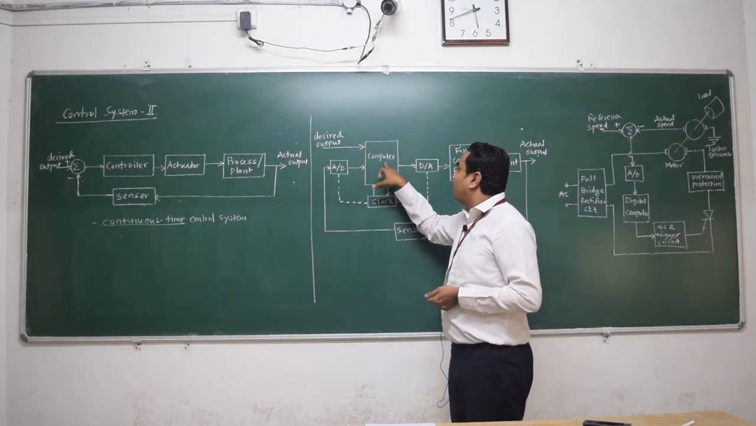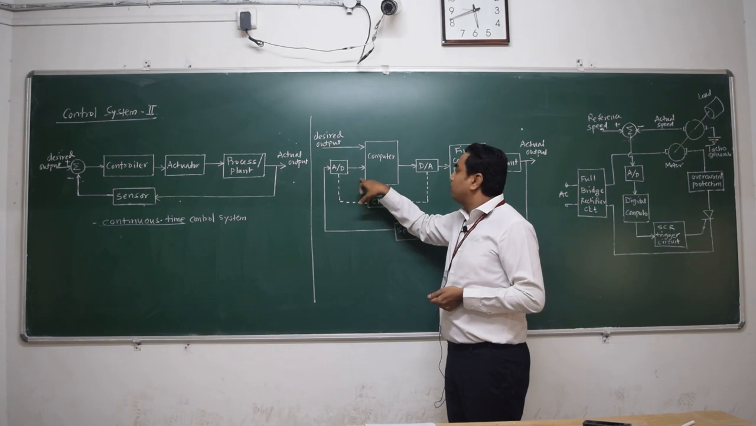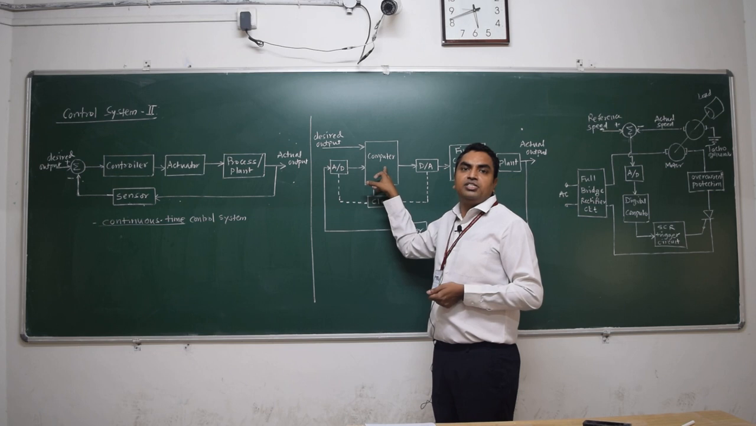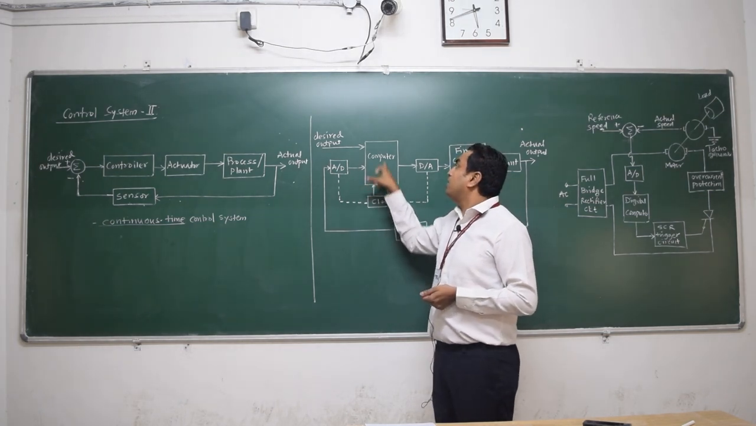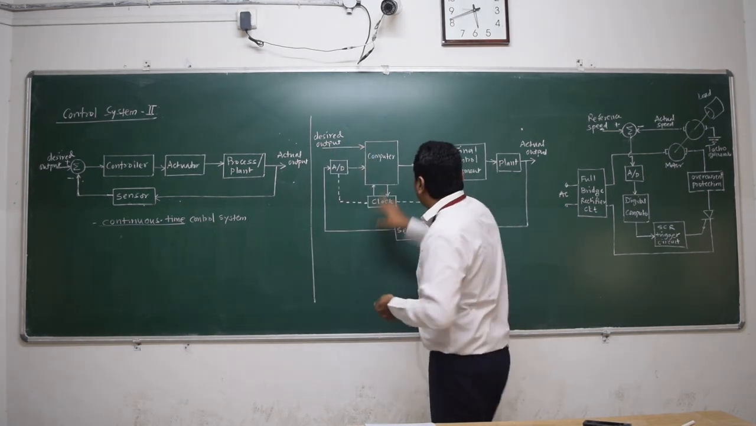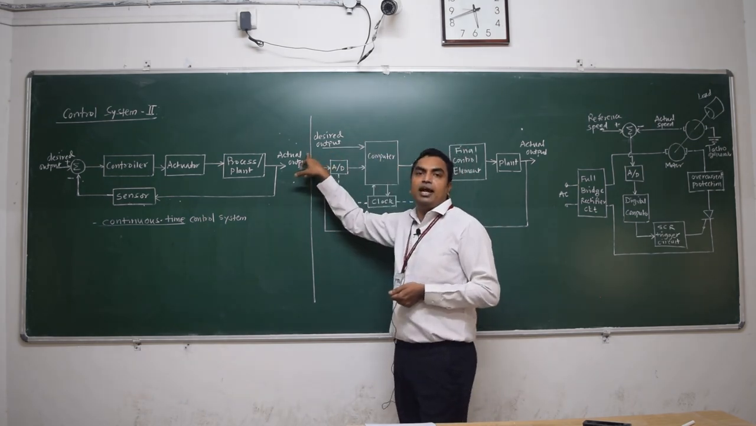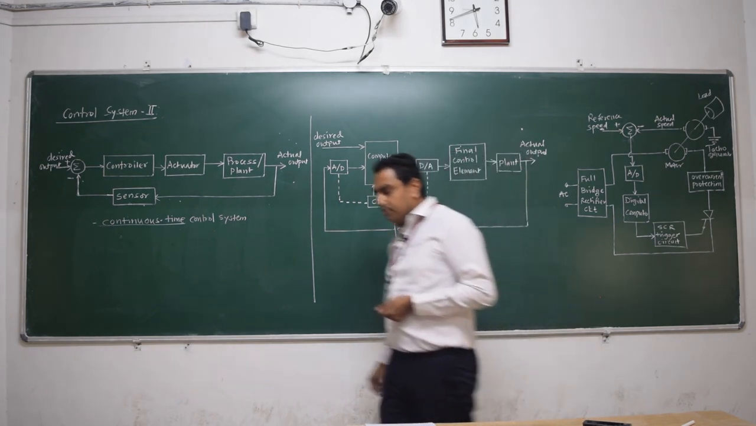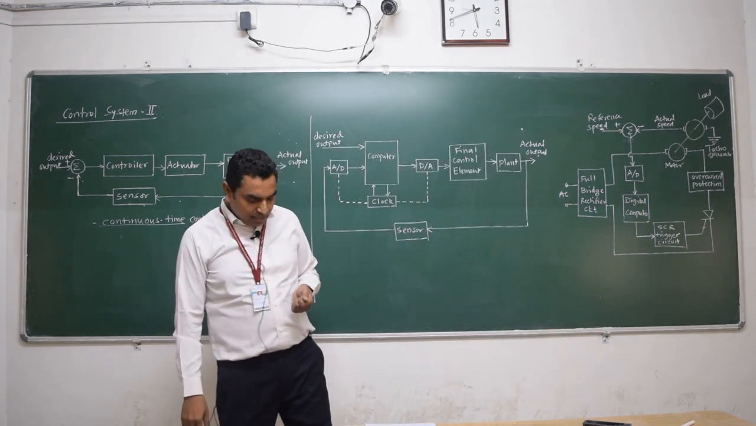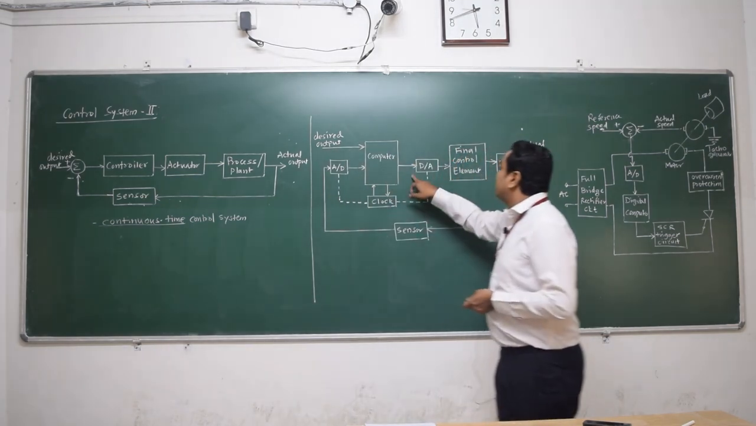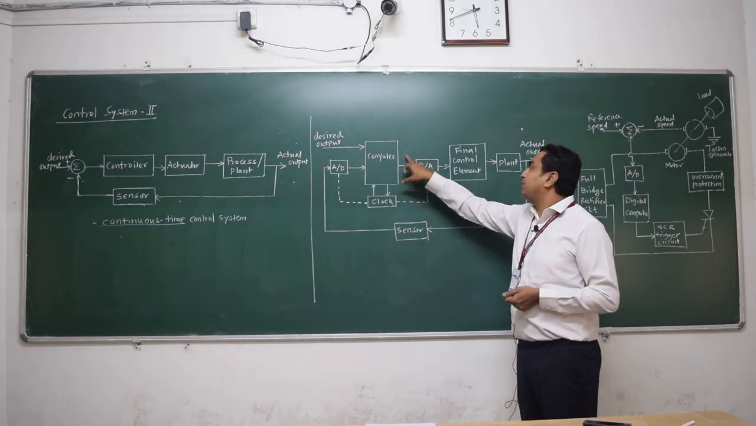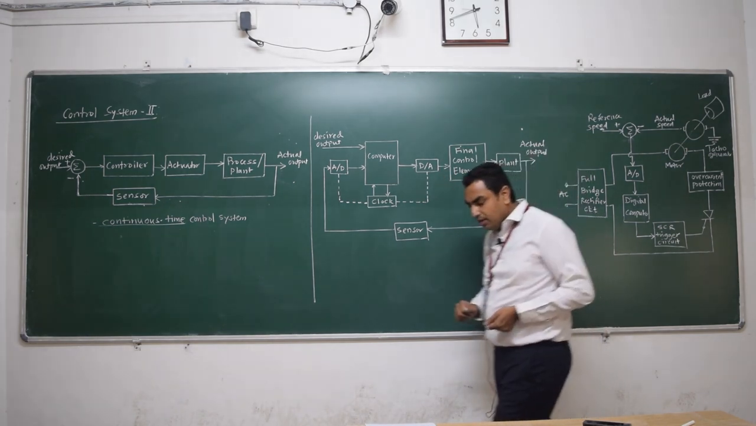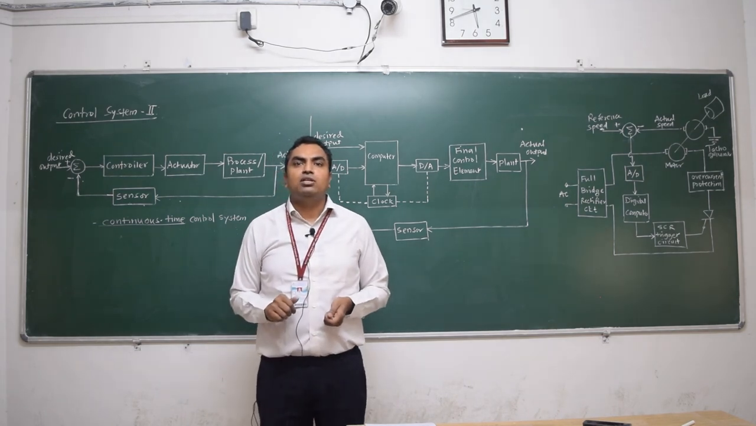That is why we need an analog to digital converter, which will convert the actual analog output into the digital form, where it will be compared with the desired output. Now in the computer it will be compared with the desired output, and then it will generate some signal. Again that signal will be in the digital form, so a digital to analog converter is required to convert that digital signal into analog form. Then that analog signal is given to the final control element, or the actuator, right?